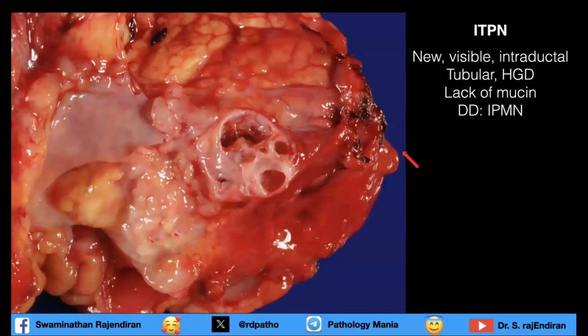This is another intraductal lesion called intraductal tubulopapillary neoplasm. This is a new terminology in this current WHO classification. This is also intraductal, but morphologically it shows tubular and papillary structures, and it is of high-grade dysplasia, and this totally lacks mucin.